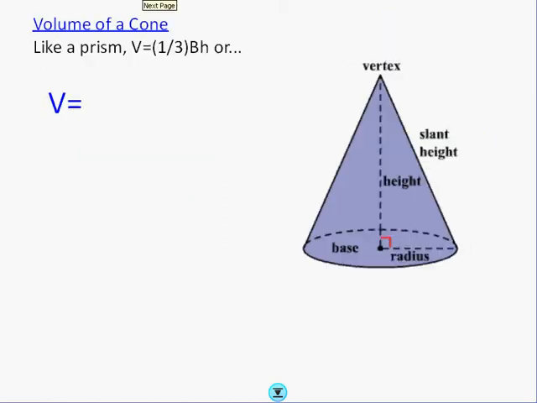A cone, okay? Just like we can find the volume of a cylinder based on the formula for the volume of a prism, we can do the same thing with a cone and a pyramid. 1/3 is 1/3. The area of the base, well, the base is a circle, so its area is pi r squared. And then the height is the height. So this is our formula for the volume of a cone.